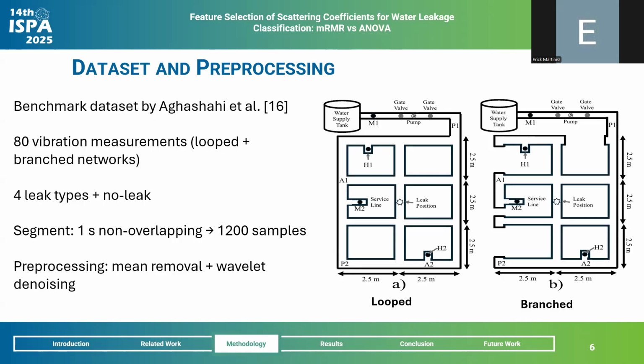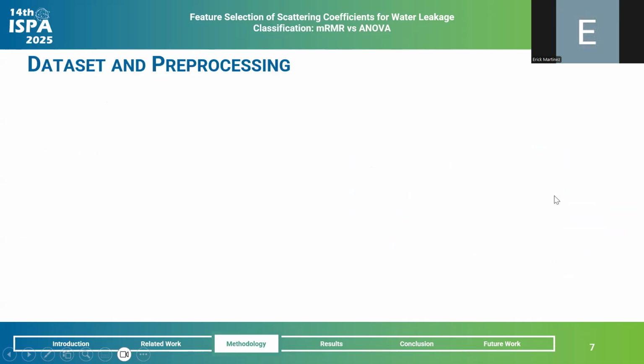Here in this figure, you can see in figure A the loop water network, and in figure B, you can see the architecture of the branch water network. Also, it should be noted that the water leakages were generated at the center of each of the two water networks.